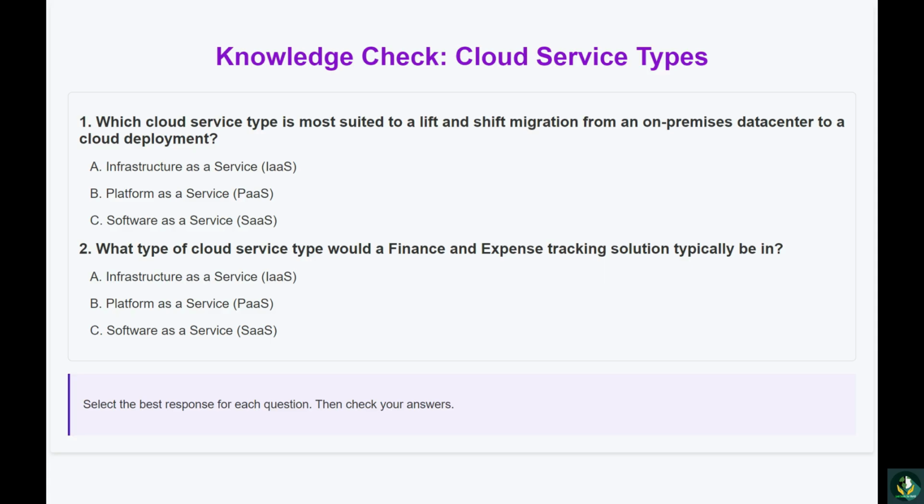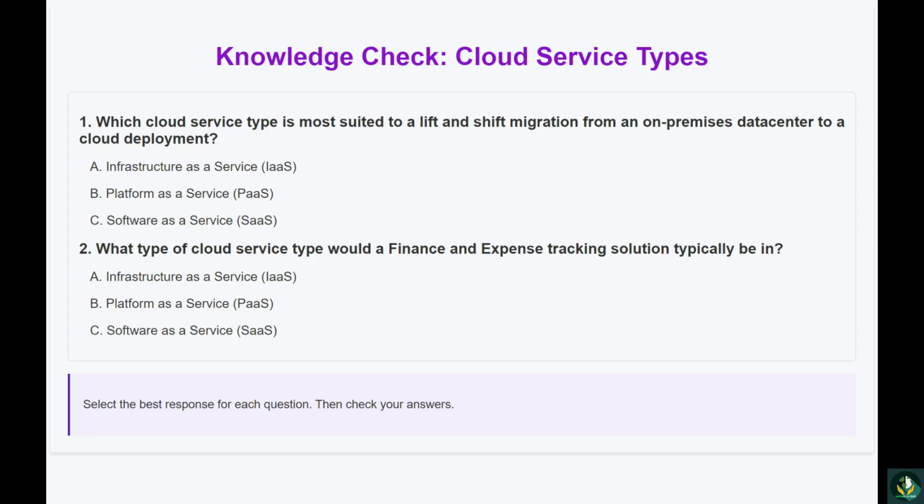Think about the characteristics of each service type and which one would allow for the most straightforward transition of existing infrastructure. The second question focuses on a specific use case, a finance and expense tracking solution. Consider the nature of such a solution and which cloud service type would typically provide this kind of specialized, ready-to-use software.